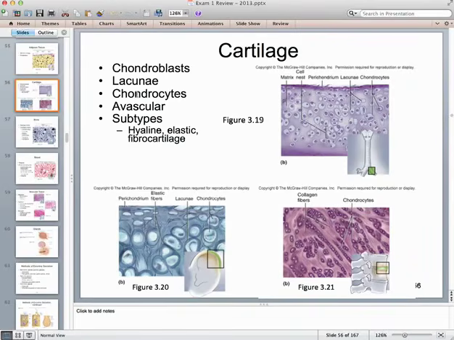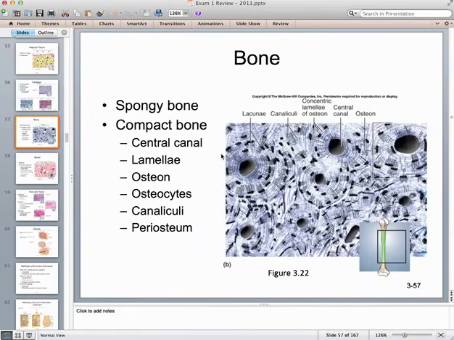Then we have cartilage. I wouldn't worry so much about being able to identify cartilage based on images. I would simply understand some examples of different types of cartilage: elastic fiber cartilage and hyaline, where you could find those. When we talked about bone, you guys remember that we talked about osteocytes. Here we talk about chondrocytes. Those are the mature cells in cartilage. So bone we'll talk about a lot more in chapter 6, but I would be familiar with an image like this.